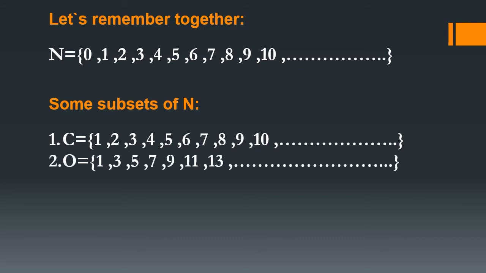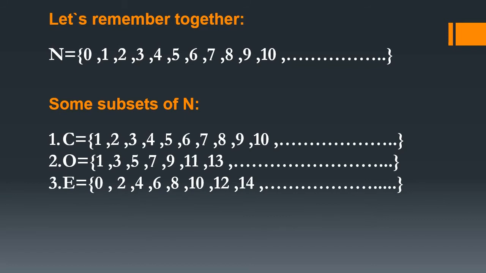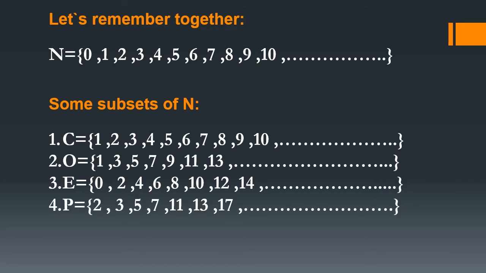The second subset of N is O, or odd numbers. Odd numbers has the elements 1, 3, 5, 7, 9, 11, 13, and so on. The third subset of N, E, or even numbers. It has the elements 0, 2, 4, 6, 8, and so on. The fourth, B, or prime numbers. Prime numbers has the elements 2, 3, 5, 7, 11, 13, 17, and so on.